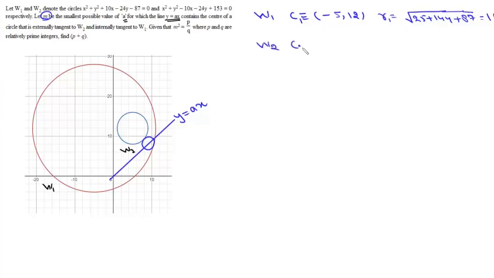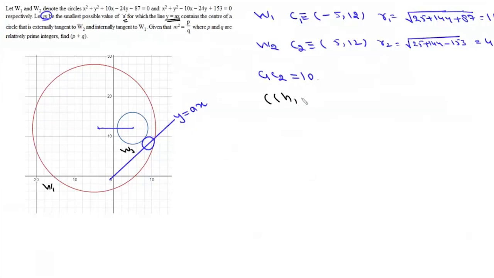And for this second circle, the center is at 5, 12, and its radius will be the square root of 25 plus 144 minus 153. So there will be 169 minus 153, which is simply 16, so the radius is 4. And if we look at C1, C2, C1C2 is simply 10. Now suppose the center of this required circle is h, k, and its radius is r.